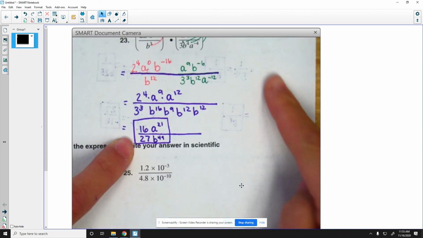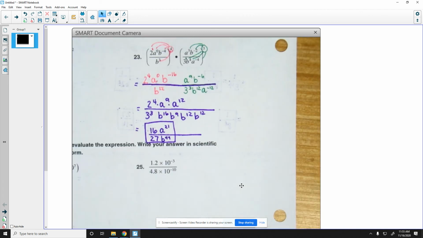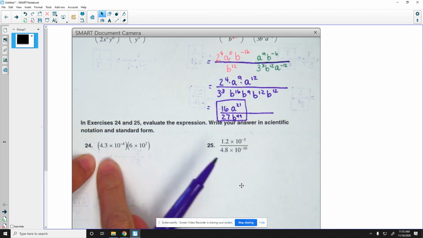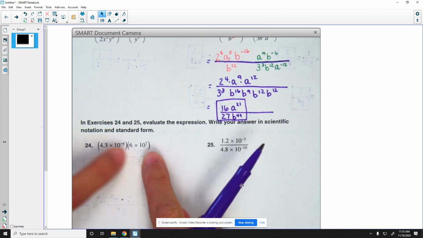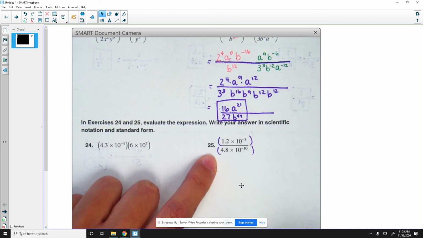Notice how I showed my work, guys. So there still is something to show. All right, 24 and 25, I'm not going to do with you, but realize you can just type this in your calculator, right? In parentheses and parentheses. So for number 25, put it in parentheses, put it in parentheses.